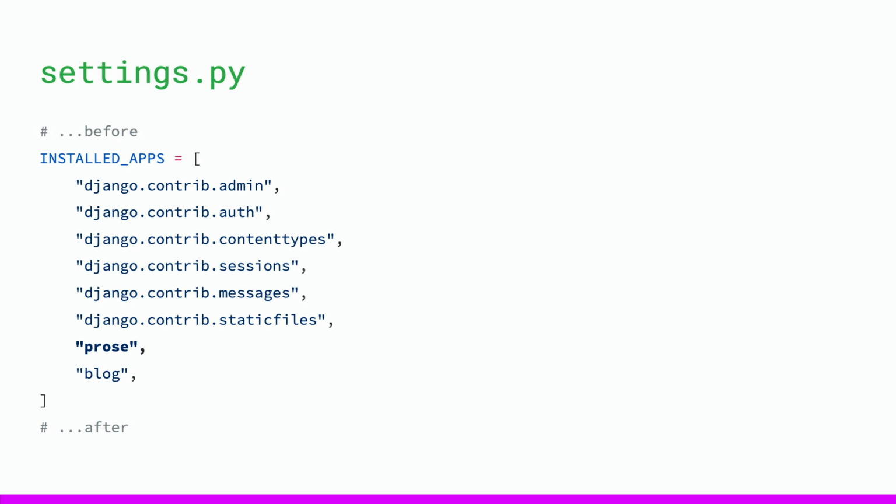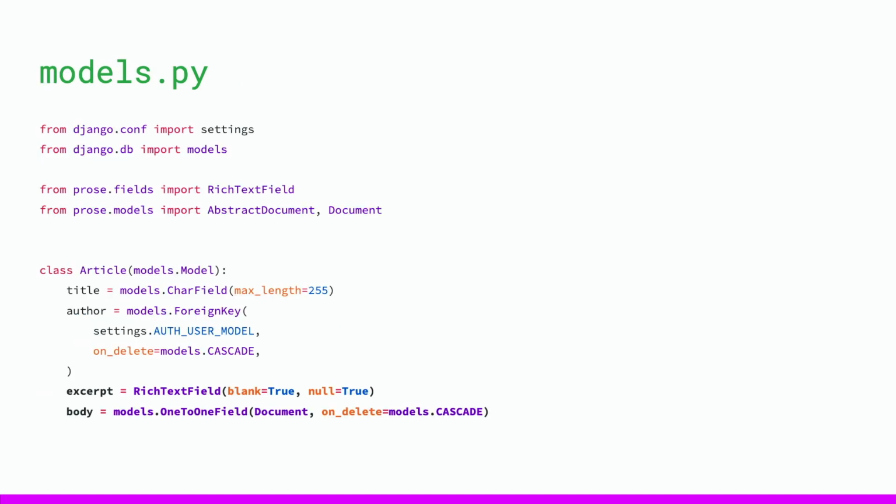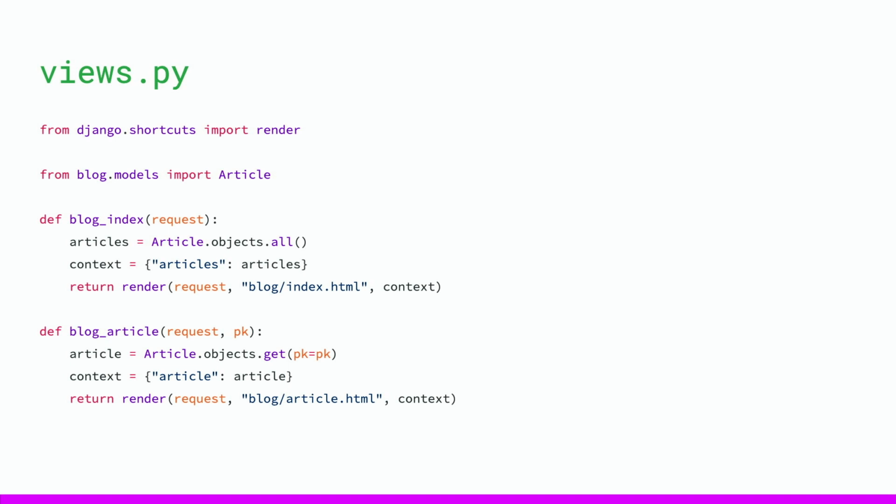You can see here you just add pros to your settings file. Here you can have a model named article, where you can have an excerpt with a rich text inline content, because this is not going to be big, and you can have a different one-to-one field for a document to store big data in a different table to get all the performance benefits for free. A few ease of use.